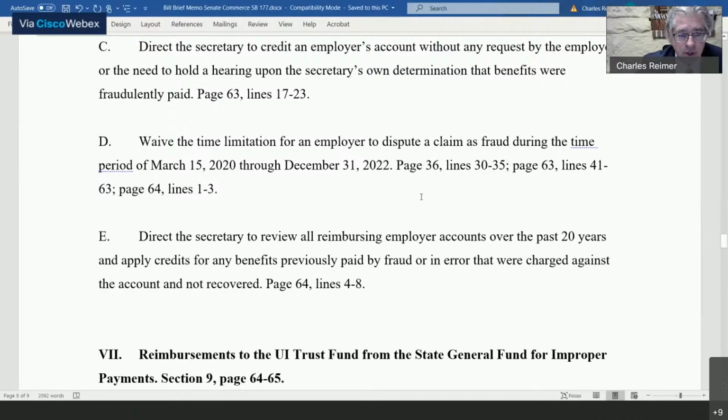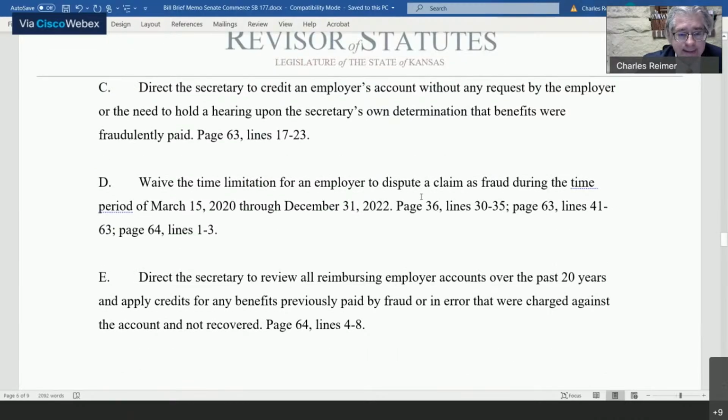And some of these provisions also go forward on a basis, for example, instead of the general provision now that employers are not credited for a fraudulent claim until the claim is.